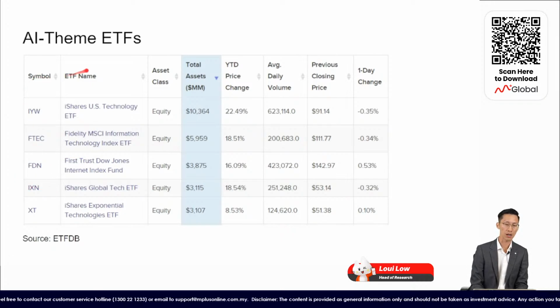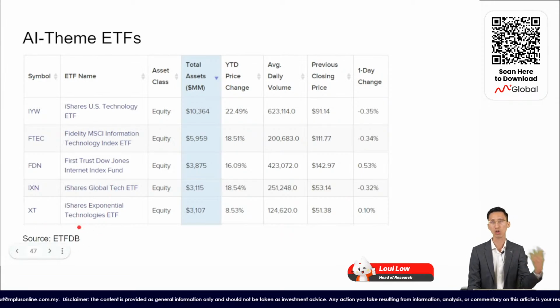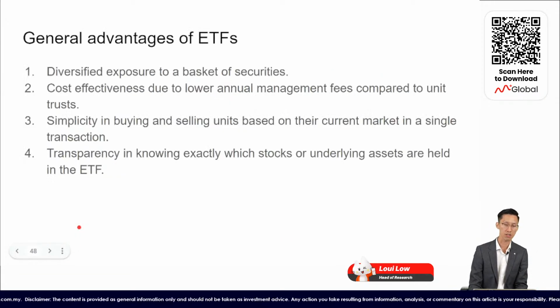So these are some of the AI theme ETFs as well: IYW, FTEC, FDN, IXN, XT. These are some of the information that we can gather from ETFDB. So you can look for more information from ETFDB.